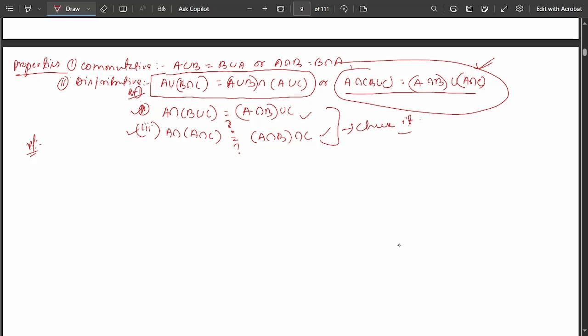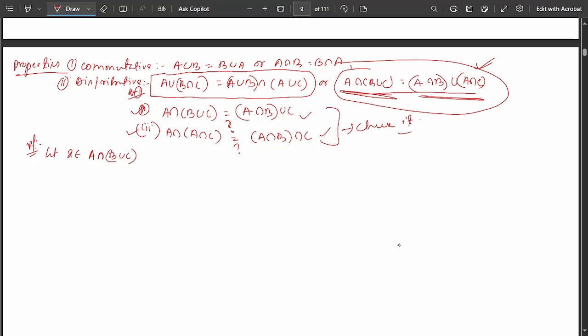Left hand side is a set and right hand side is also a set. So when two sets A and B are equal, it means A is a subset of B and B is also a subset of A, so we have to prove in both ways. First I am taking an element in the left hand side, and then show that that element is also contained in the right hand side. So let X belong to A intersection, B union C.